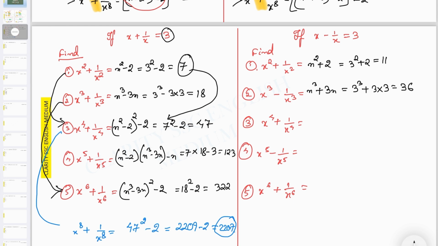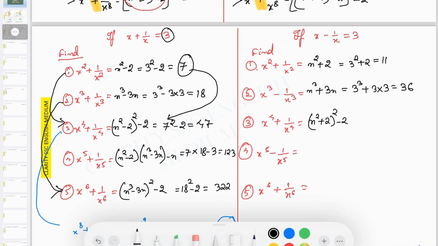X to the power 4 plus 1 by x to the power 4. What's the formula? N squared plus 2 whole square minus 2. You don't need to remember the whole thing. Just remember what I told you: square minus 2. Come here, 11 square minus 2 is 119. You don't need to remember the whole formula. Just remember the formula of the square and the cube. The rest are deductions. I'm telling you again and again because the rest are deductions.